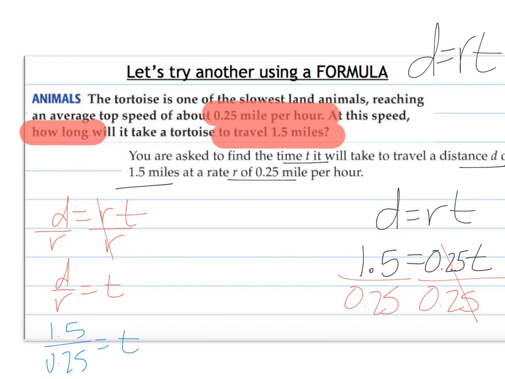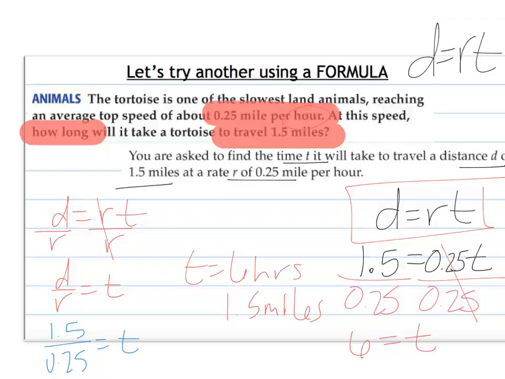And what we find out is that at that rate, for that distance, it's going to take the tortoise 6, and what does 6 represent in this case? Well, we saw hours. It's going to take the tortoise 6 hours to travel 1.5 miles. Slowpoke. So that's how you can use a formula to help you solve an equation.